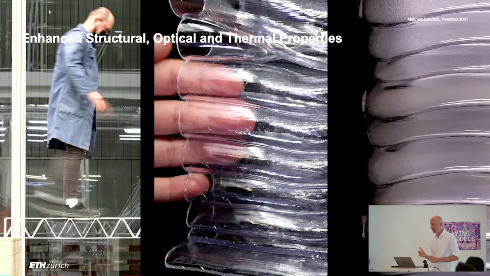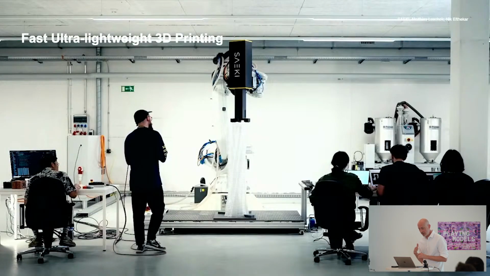We add also additional dimensions by working with different plastic extrusion principles, so not scaling them just up massively, but also working with hollow filaments in the 3D printing process that allows us to increase the structural, optical, and thermal performance of plastic printing, but also adds another aesthetic dimension to the models.